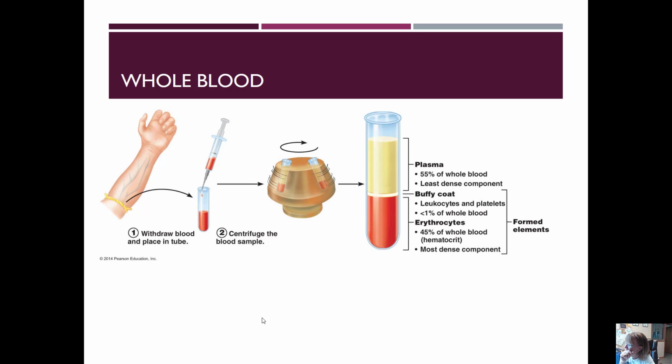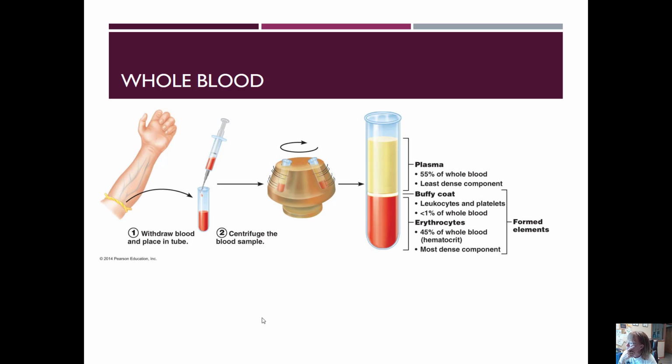Now, as far as hematocrit's concerned, hematocrit is a percentage of red blood cells that you have within any volume of blood. So regardless of how much blood you take out in a sample, you'll always have the hematocrit being around 45%, plus or minus 5%. Males 47 plus or minus 5, and females 42 plus or minus 5.